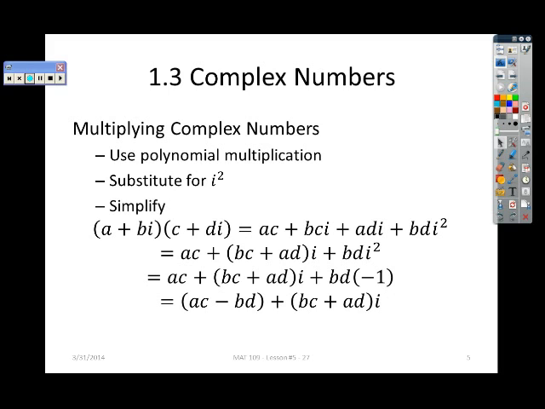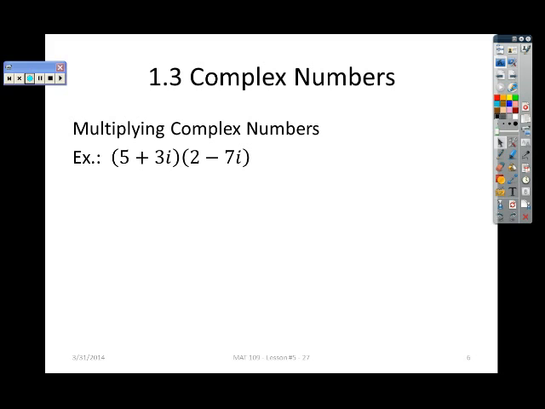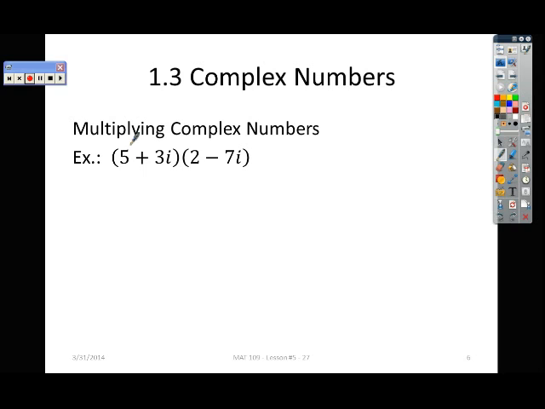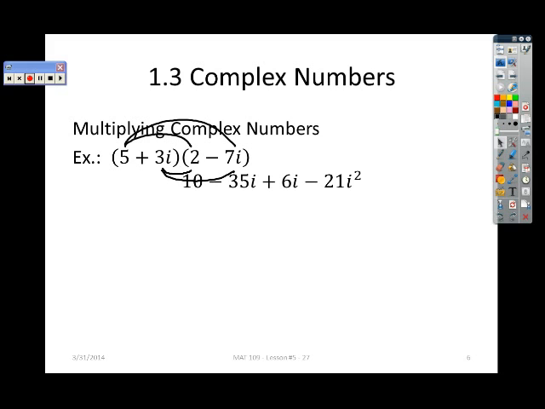Let's do it with numbers. It's a little clearer. We're going to multiply that. So I'm going to multiply first times first, outside times outside, inside times inside, last times last. Five times 2 is 10. 5 times minus 7i is minus 35i. 3i times 2 is 6i. 3i times minus 7i is minus 21i squared. Don't forget that square. You're multiplying i times i. It has to give you i squared.